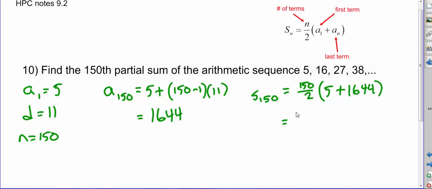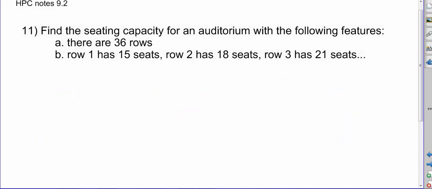And I did not do this one in my head, but my calculator tells me the answer is 123,675. Again, that one you could do by hand if you'd like, but I don't think that would be very fun. We have formulas to make our lives easier. Let's use this formula for a seating capacity problem that you see here.